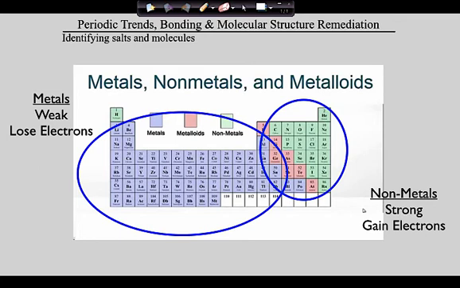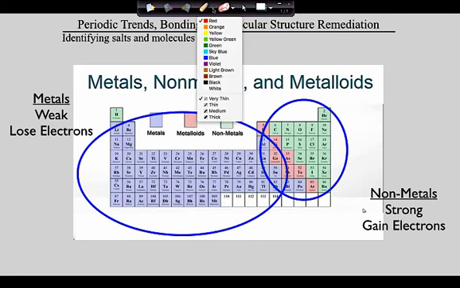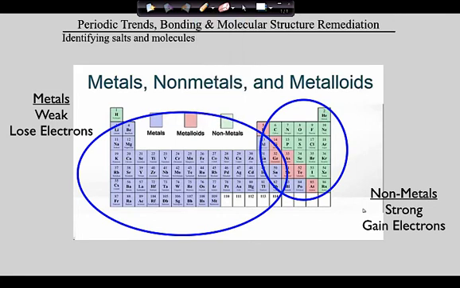We're not going to worry about the metalloids, the elements that are given in red. What you need to understand is that the elements on the left are the metals and they are electron losers, and the metals on the right are the electron gainers. Metals are weak, nonmetals are strong. From this, we can then figure out the types of compounds that these elements form when they get together.